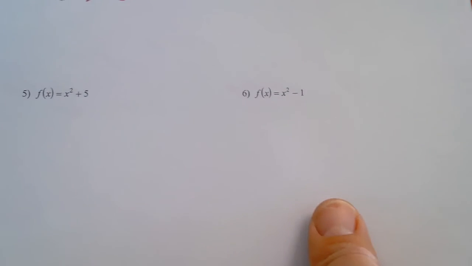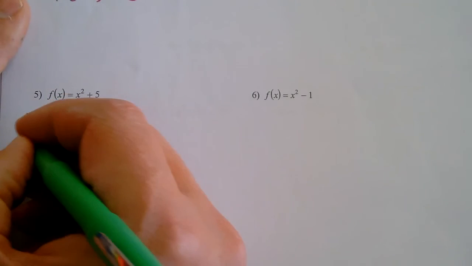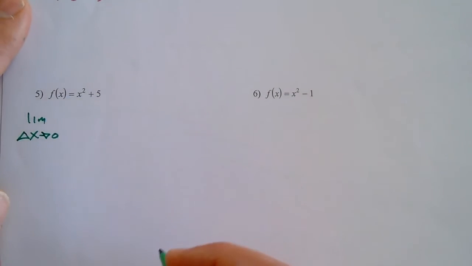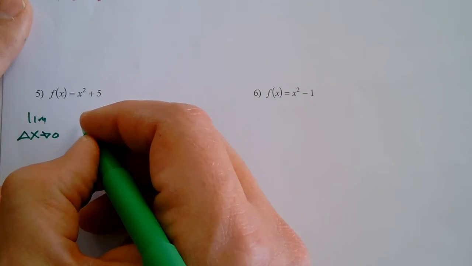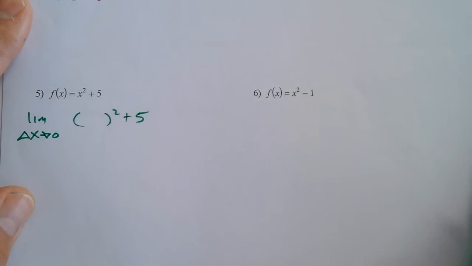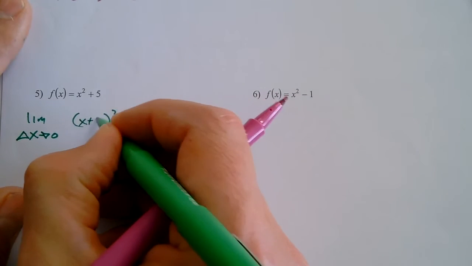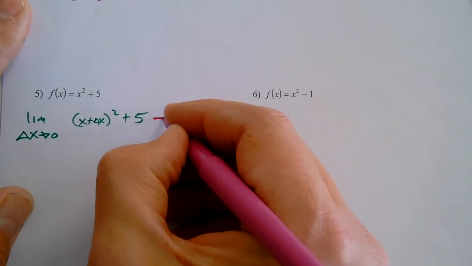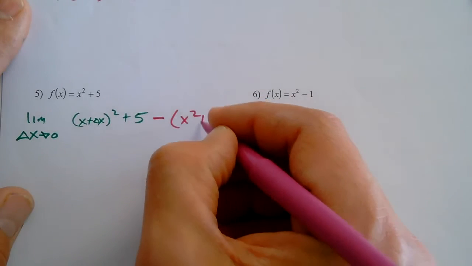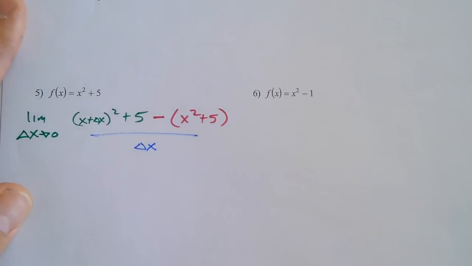Do we have time to do one from the homework real quick? Do you want to do number 5? Yes? All right, I'll do number 5, lightning fast. I'm going to do the limit as delta x approaches 0. I'm going to do f of x plus delta x, so x squared plus 5, and inside of that, I'm going to do x plus delta x. I'm going to subtract f of x, x squared plus 5. And that's all over delta x.